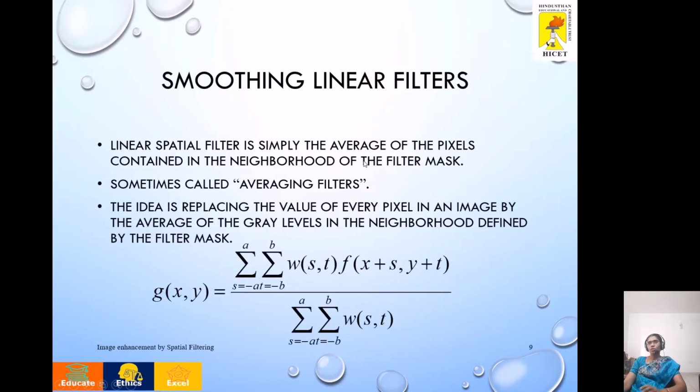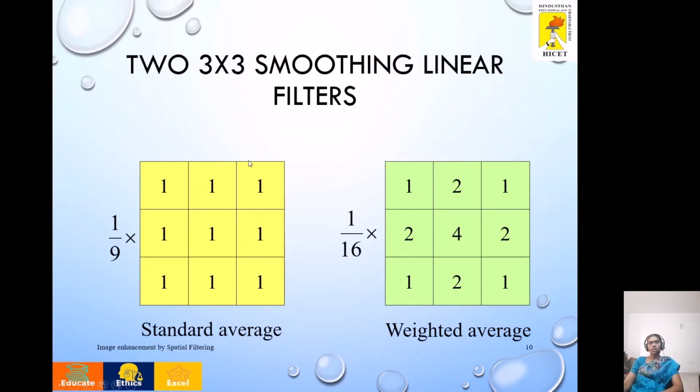Particularly in the masking process, if you are going for a smoothing linear filter, particularly the averaging filter, the averaging filter performs the sum of products, and that is divided by the number of pixels available. For example, if a 3 by 3 mask is considered, this is the 3 by 3 standard average mask, where the weights are represented as 1, 1, 1. If you move this mask over the image, we get the output, and that has to be divided by 9, because 9 pixels are there. That gives you the average.